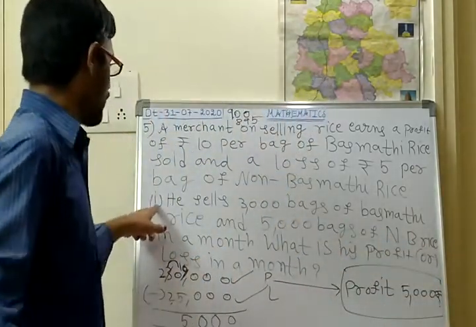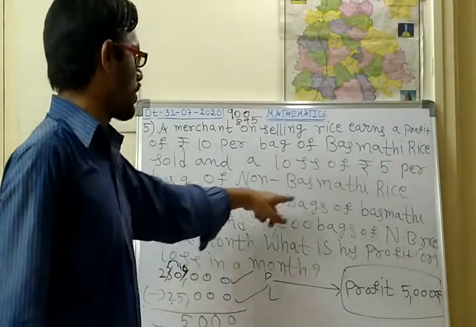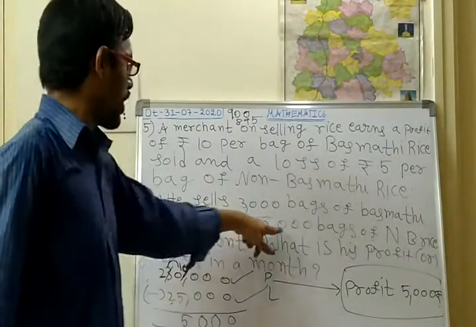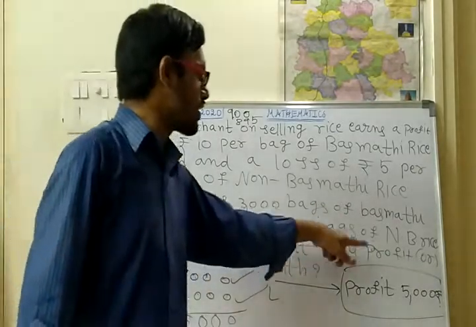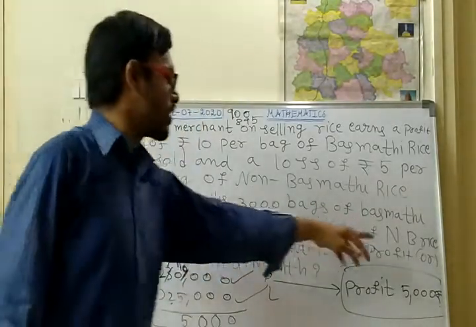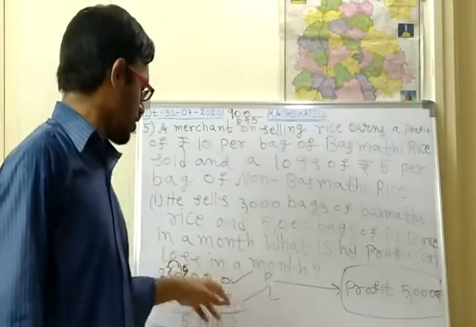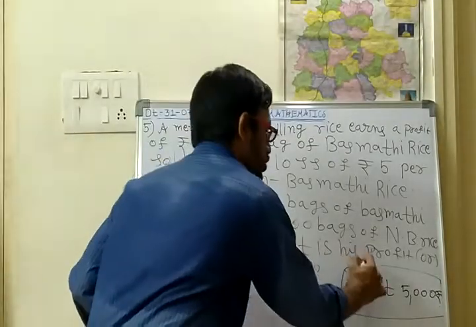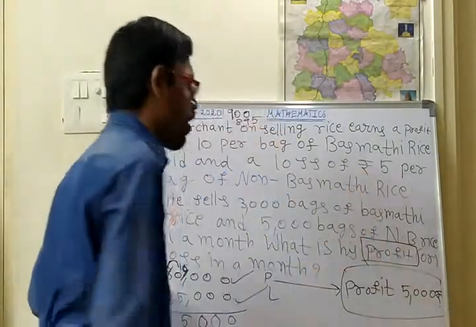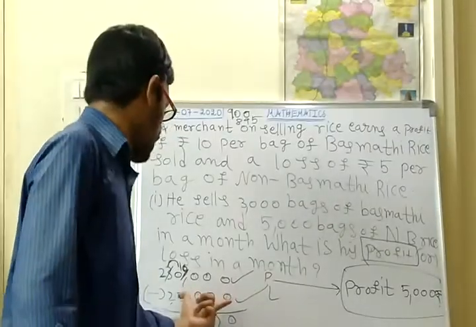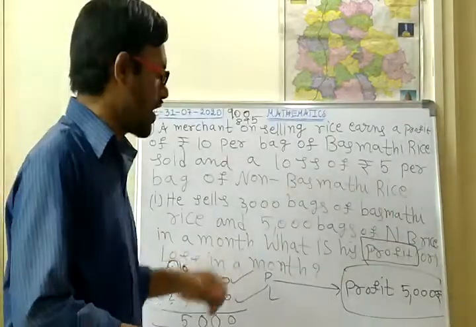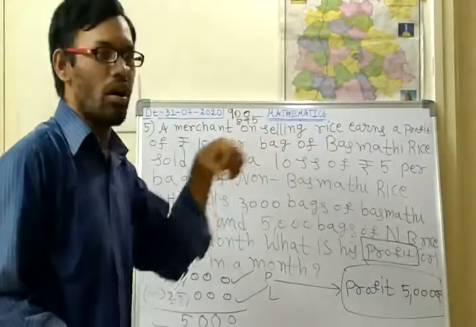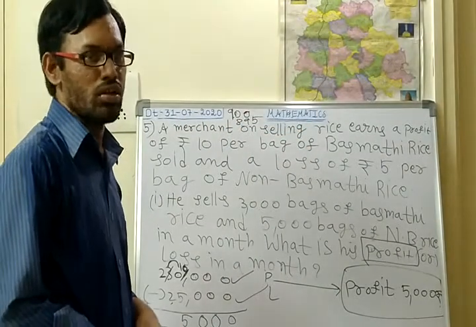He sells 3,000 bags of basmati rice and 5,000 bags of non-basmati rice in a month. So what is his profit or loss? Here he got profit only. How much profit did he get? He got 5,000 rupees profit. That means finally he has only got extra money. Like this you have to do this problem.